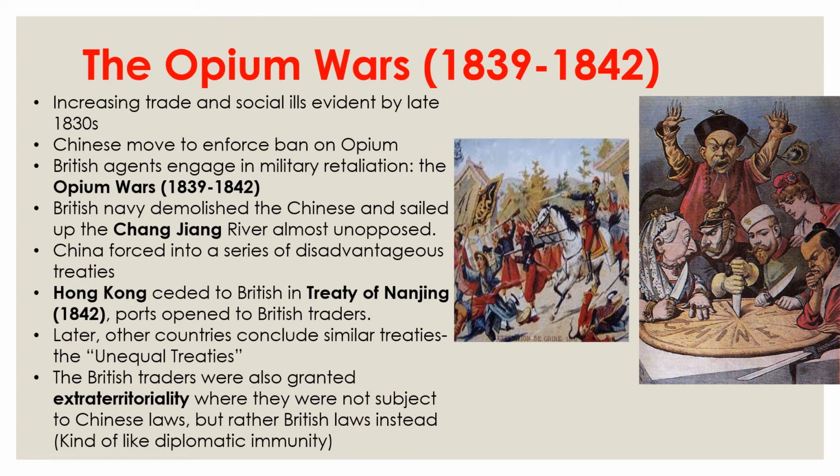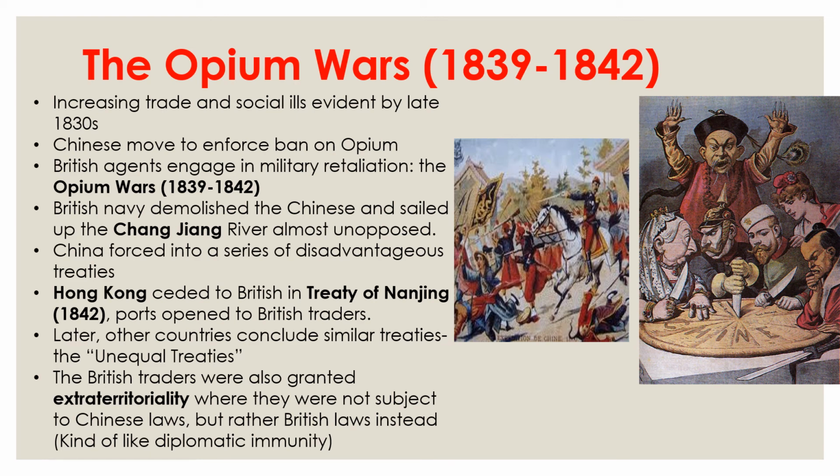Increasing trade and social ills were evident throughout China by the late 1830s. The opium that was being smuggled in was causing a real social crisis in China. So many people were hooked on this highly addictive drug. Many were dying in overdoses, and it was causing real problems in Chinese society by the late 1830s.